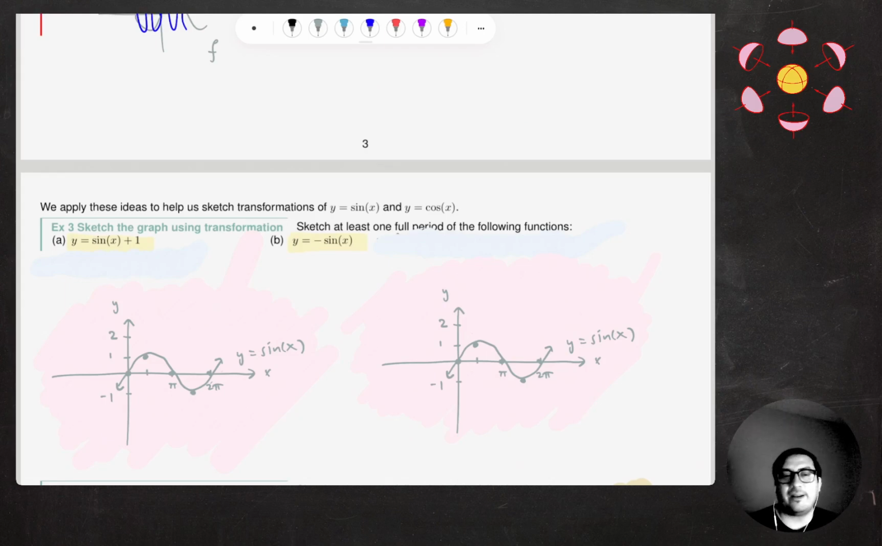Pause the video, think about it. Okay, well, here's the answer. Plus 1 is going to be a vertical shift, and we're going to shift up. Okay, so we're going to vertically shift up.